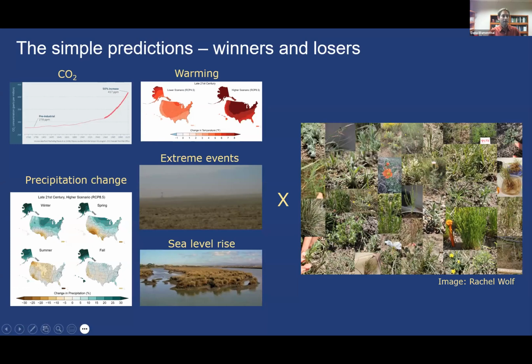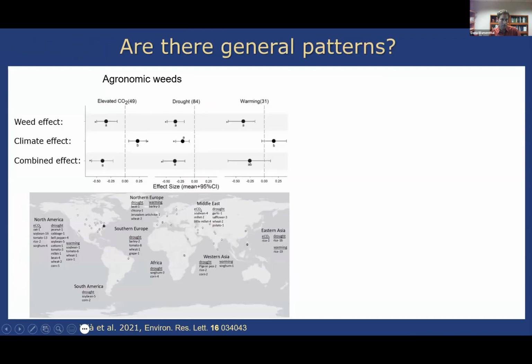All right. I've shown you a whole bunch of examples now of winners and losers. You may have noticed that there was a trend towards the invasive species being winners. And that raises the question of whether or not this is a general phenomenon. Do we expect weeds to generally do super well as climate proceeds? Well, there are a couple of meta-analyses that have looked into this.